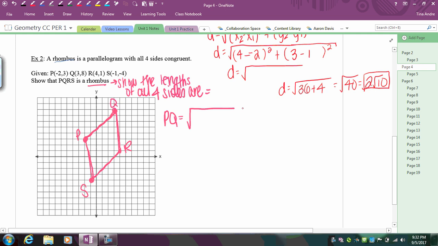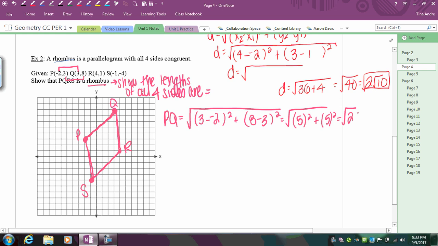So I'm going to go ahead and start with my distance formula for this. So I'm starting with my template. And now I'm going to go ahead and plug in. So P and Q, so it's going to be subtract the x's. So 3 minus -2. And then subtract the y's. So 8 minus 3. And then we just simplify. So that adds, so we end up with 5 squared plus 5 squared.